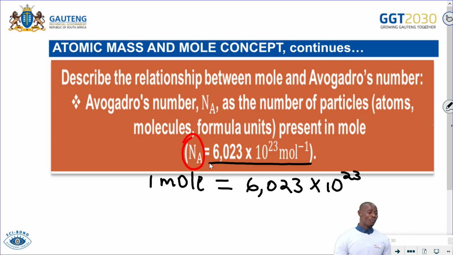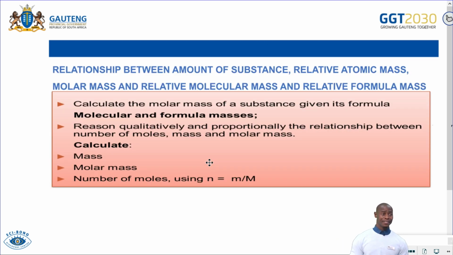So 1 mole of a substance is equal to 6.023 times 10 to the power 23. So that is the relationship between the mole and the Avogadro's number. 1 mole of a substance is equal to 6.023 times 10 to the power 23. All right.